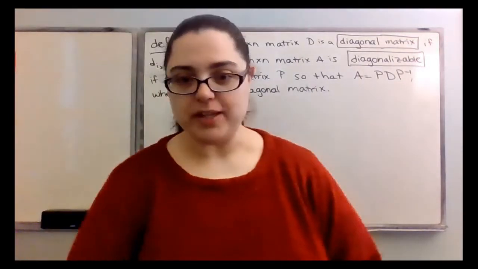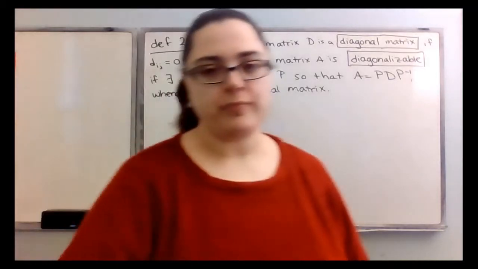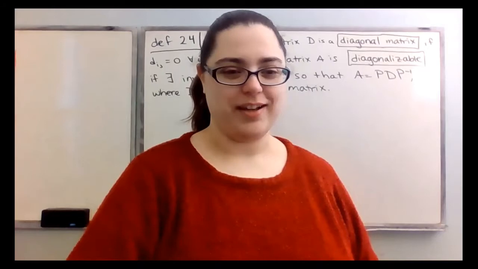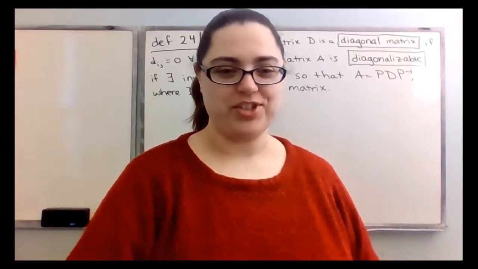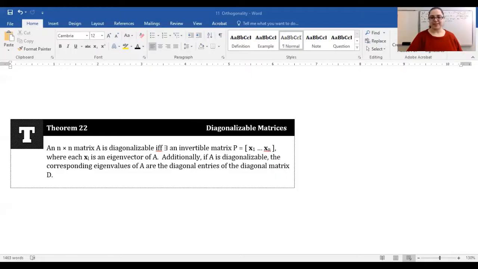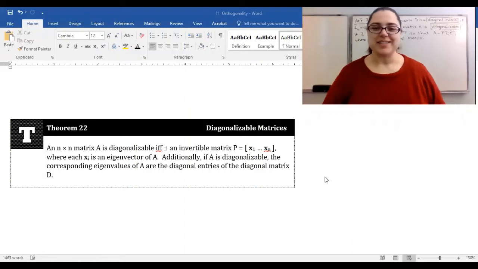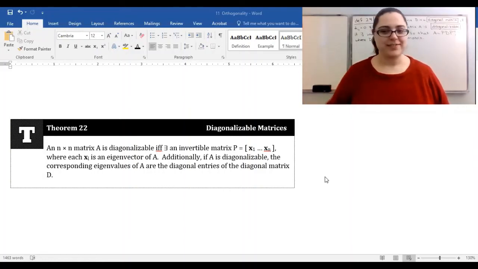So from this, we get a nice little theorem. So let's look at that theorem. I'm not going to stop recording this time, and instead I'm going to just share my screen. There we go. And I'll make myself a little bigger here. All right, so theorem 22 is about diagonalizable matrices. Fun to say.